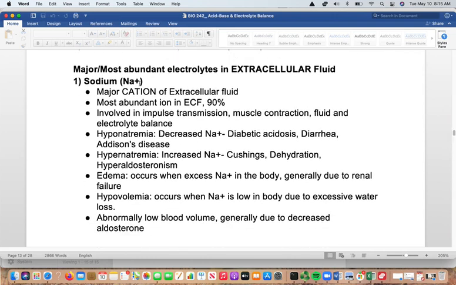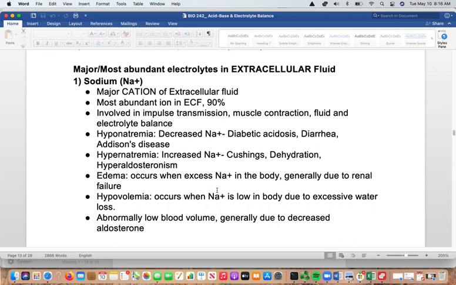So sodium is the major cation, so it's positive, of the extracellular fluid. It's about 90% of it. It's involved with impulse transmission, muscle contraction, fluid and electrolyte balance. So if a person has hyponatremia, there's decreased sodium. This can correlate with diabetic acidosis, diarrhea, Addison's disease. Hypernatremia, increased sodium. This can correlate with Cushing's, dehydration, hyperaldosteronism. Edema occurs when you have excess sodium in the body.